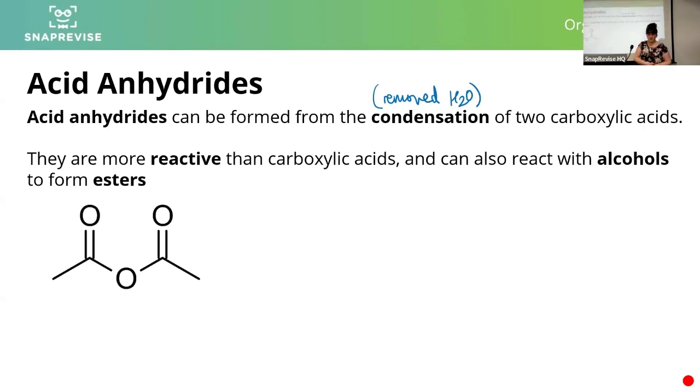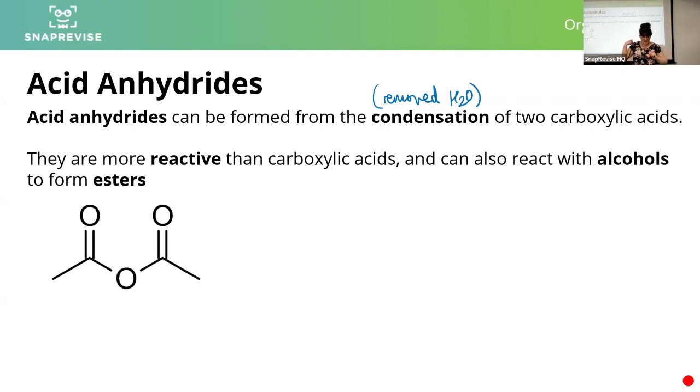They are more reactive than carboxylic acids and can also react with alcohols to form esters. Why are they going to be more reactive than carboxylic acids? Why is a carboxylic acid reactive? Thinking about mechanisms and where mechanisms come from, one of the bits about carboxylic acid that's reactive is that delta positive carbon. The carbon has had electron density stolen from it by the single bond oxygen and by the double bond oxygen. So that carbon is considerably delta positive because it's having electron density stolen away from it by two electronegative elements next door to it.